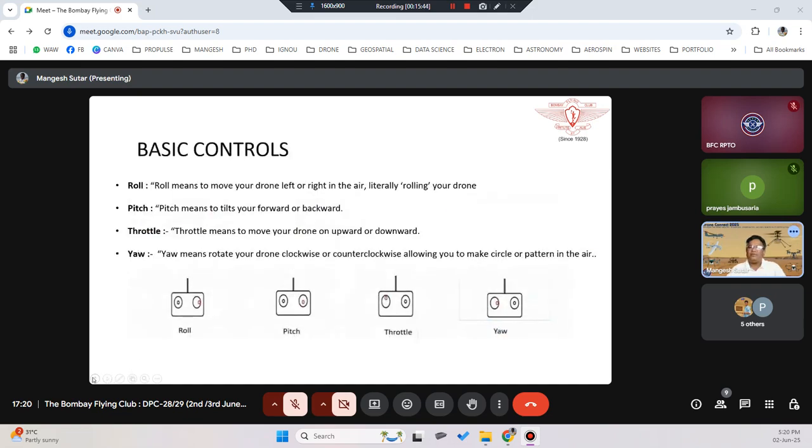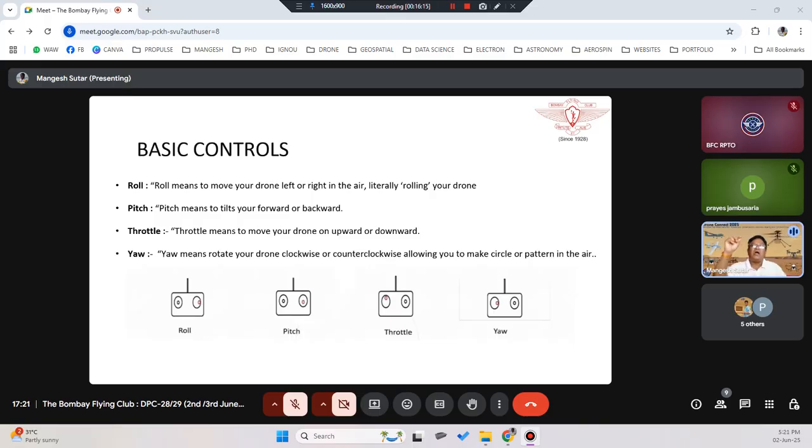Okay, so now when you are flying these drones, these are the controls which you need to know. When we are managing the remote, you have a remote in your hand. Your right side joystick is called roll and pitch. So it is RP, and your left side joystick is called throttle and yaw.